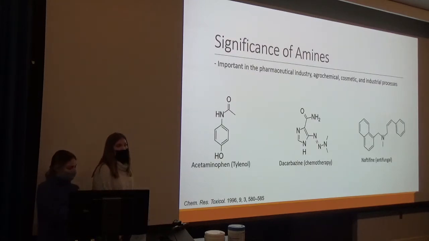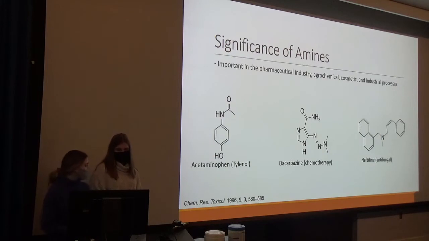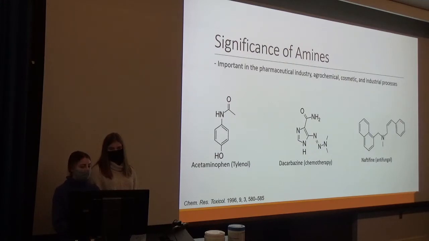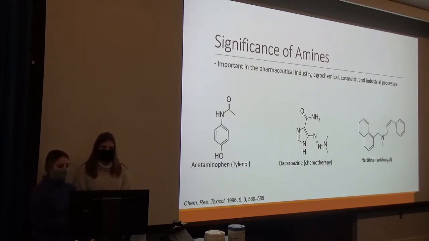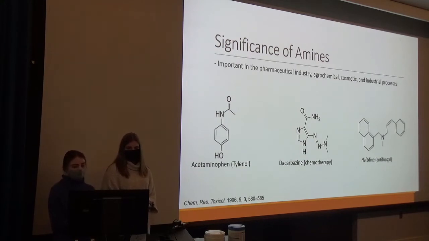So amines are used in the pharmaceutical industry and in agrochemical, cosmetic, and industrial processes. Amine groups are found in a lot of common drugs, such as acetaminophen, dacarbazine, and naphthalene. Acetaminophen is commonly known as Tylenol, and it is an over-the-counter pain reliever. Dacarbazine is used to treat different types of skin cancer, like melanoma, by decreasing the blood cell count in bone marrow. And naphthalene is an antifungal drug that can be used for athlete's foot and ringworm.